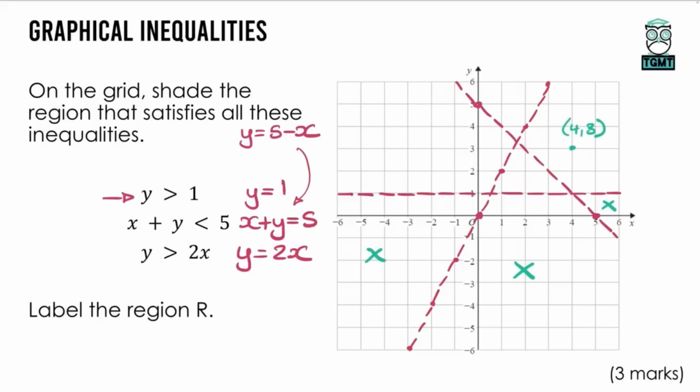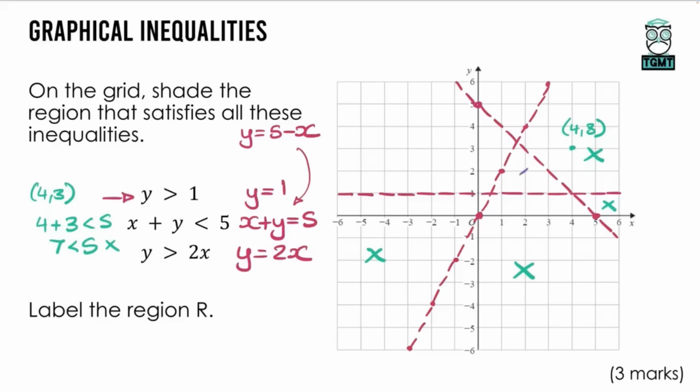But let's substitute that coordinate into the inequality and see what we get. So for 4, 3, x is 4, y is 3. So we would get in the first one here, 4 plus 3 is less than 5. Now 4 plus 3 is 7, and 7 is not less than 5. So we don't need to test it in the next inequality because that didn't work. So based on that one, it doesn't work.